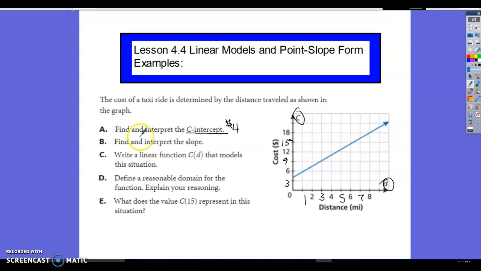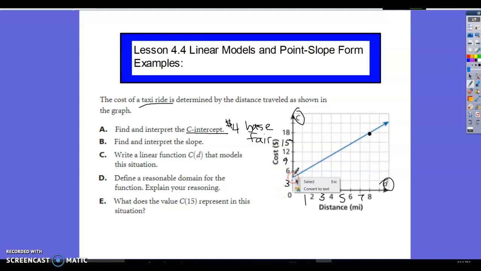And what does that represent? That represents the base fare, or the least amount of money to take a taxi ride. So just put base fare or base cost. It says find and interpret the slope. We've been looking at slope in other lessons. So we're going to take 2 points here.